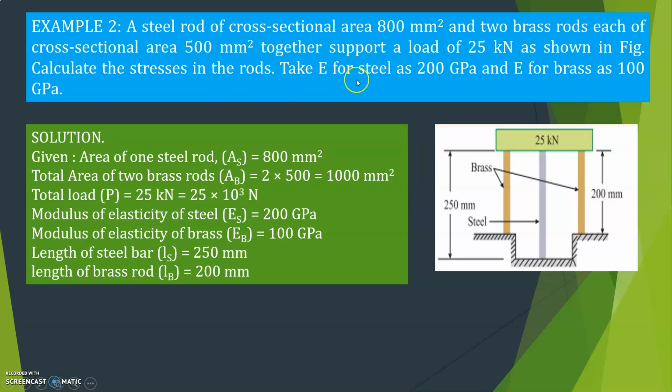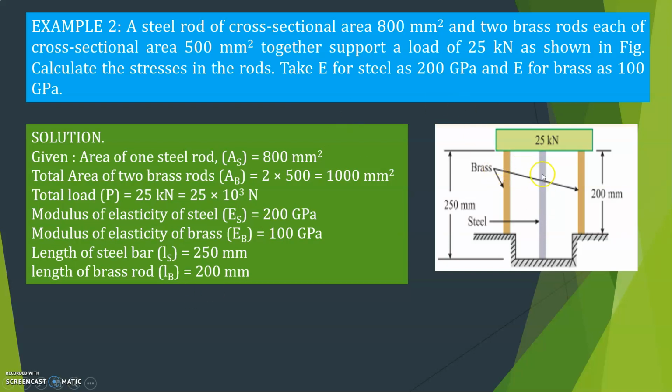Okay. Then Young's modulus for steel is given, that is 200 GPa. What is 200 GPa? That is equal to 200 into 10 raised to 9 Newton per meter square, or 200 into 10 raised to 3 Newton per millimeter square. Right. Next, E for brass is 100 GPa. Okay, so this also you can convert into millimeters. So it becomes 100 into 10 raised to 3 Newton per millimeter square.